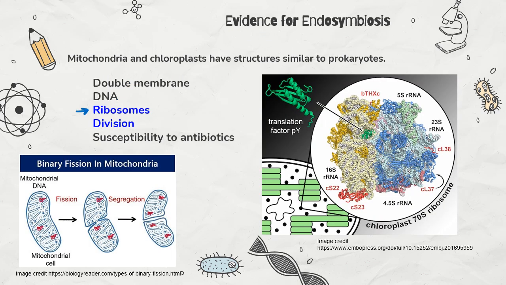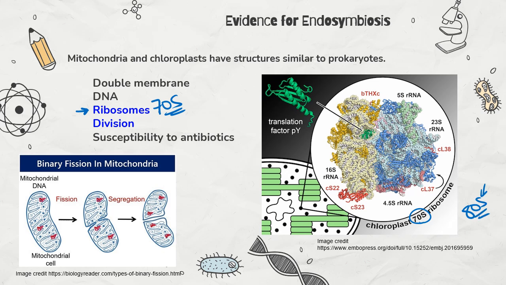Also, mitochondria and chloroplasts have their own ribosomes, and those ribosomes are what we call 70S ribosomes. So this idea of a 70S ribosome just means it's a little bit smaller than the ribosomes that we have outside our mitochondria and chloroplasts. Our free ribosomes and the ribosomes that are bound to our rough ER are 80S ribosomes. They're a little bit bigger.